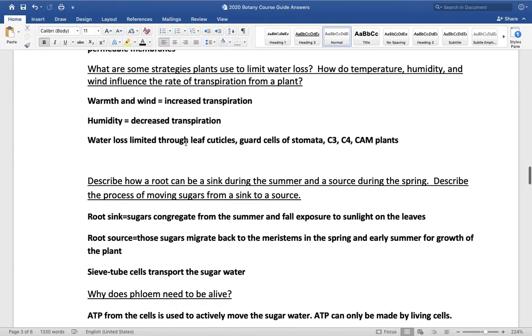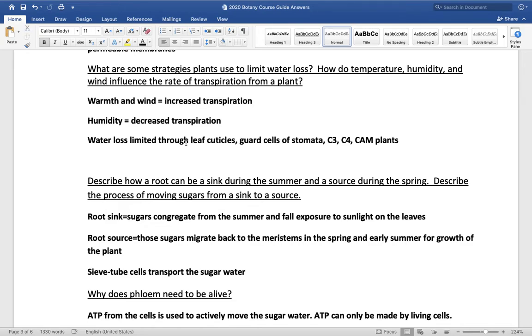What are some strategies plants use to limit water loss? How do these things impact transpiration? So we had our transpiration lab, and that was a great lab to help you understand transpiration, the loss of water from the leaves. So warmth and wind will increase transpiration and increase the loss of water from the plant. Humidity, which is basically how much water is in the air, will decrease transpiration from the plant. And it's always about water balance for all plants.